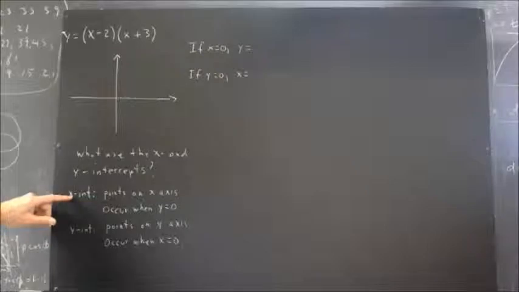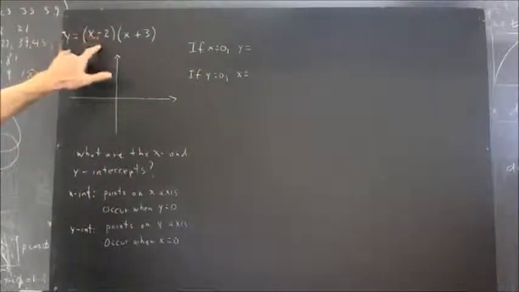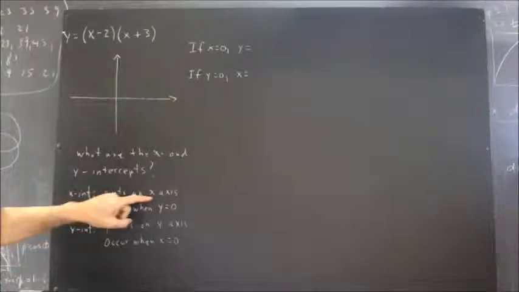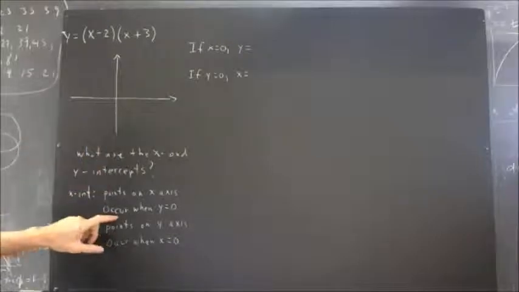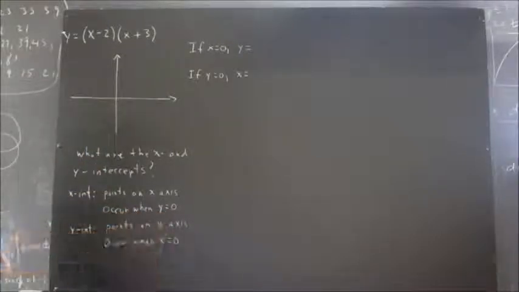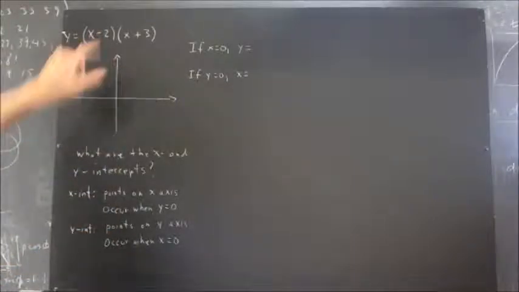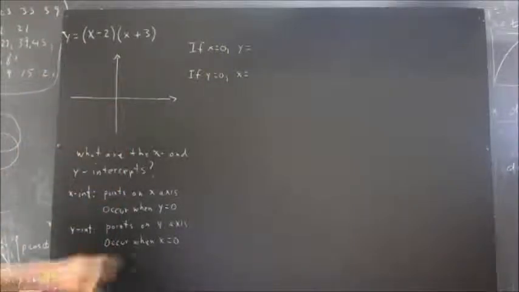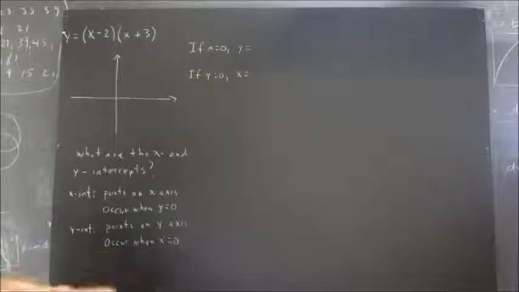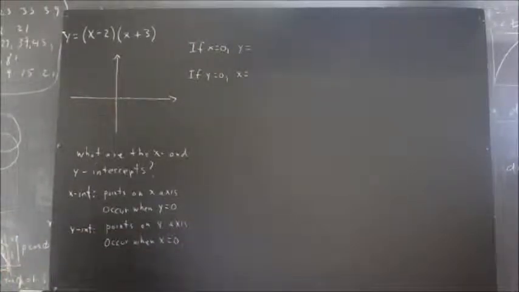So an x-intercept are points x, y that satisfy this relationship. They're the points on the x-axis that satisfy this relationship, and they occur when y equals 0, because the x-axis is where y equals 0. And the y-intercept is the points that satisfy this equation, the x and y coordinates that satisfy this equation when x equals 0. It's the points on the y-axis. Points on the y-axis occur when x equals 0.